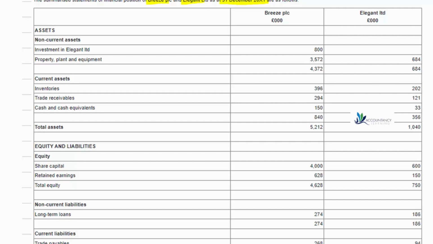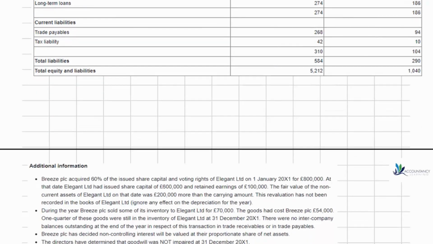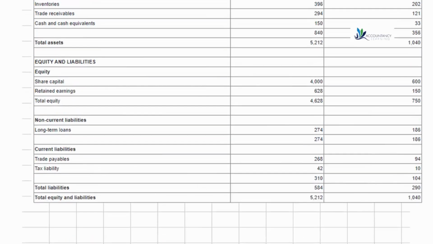In what we can see on the screen at the moment, we've got these two sets of financial statements for Breeze and Elegant. Remember that these are part of the financial statements already. A double entry has already happened for these numbers, so all of these numbers should appear in our answer once only. Whereas in the additional information, we still need to do a double entry for these, so all of the numbers that are here should appear in our answer twice. And that's going to help us to keep control of our progress.